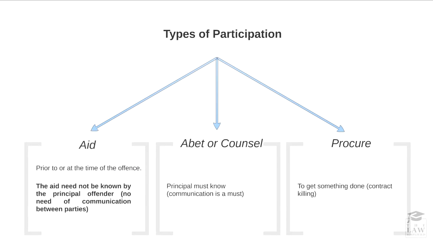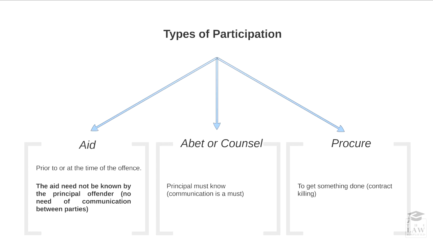This, of course, depends on the participation of this individual, of the secondary party. On the one hand, he can aid the principal offender prior to or at the time of the offense. Now, the intriguing part about this is this particular help or aid that's been provided to the principal offender need not be known by the principal offender at all. There need not be any communication between the parties either.